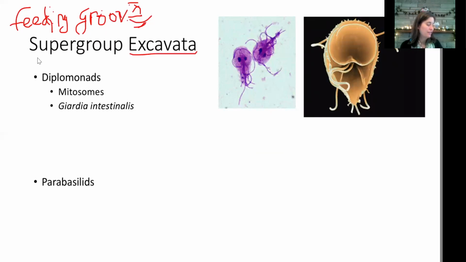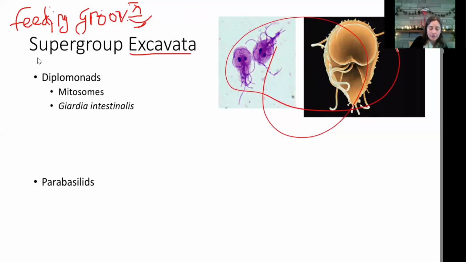So we're going to start with the diplomonads. These are organisms, and that's what's pictured here. They are unique. We talked about having modified mitochondria. They have modified mitochondria, and their modified mitochondria are called mitosomes.